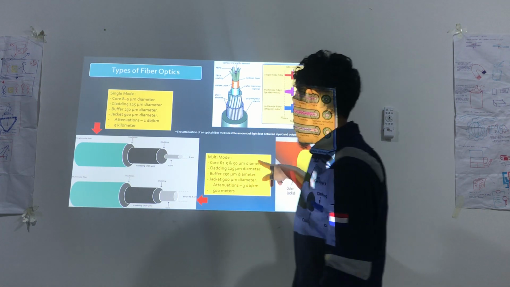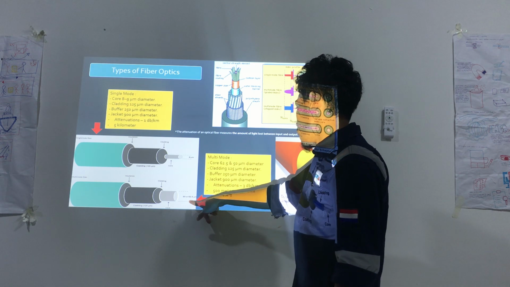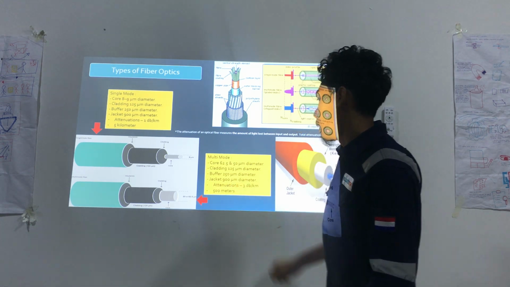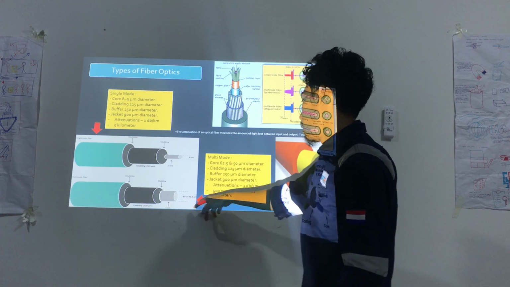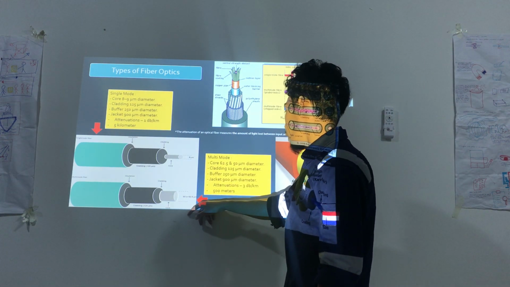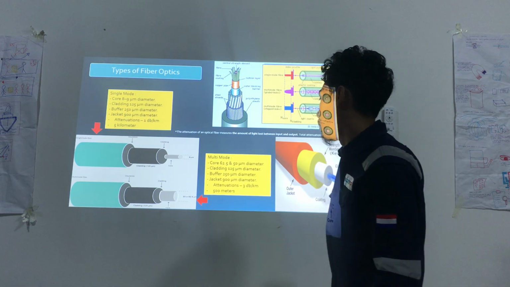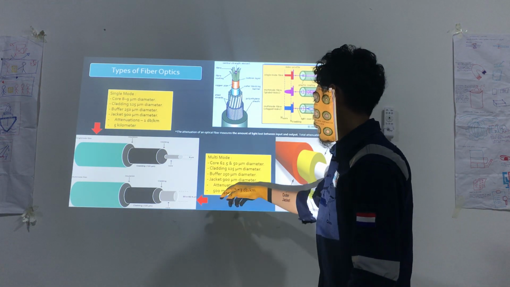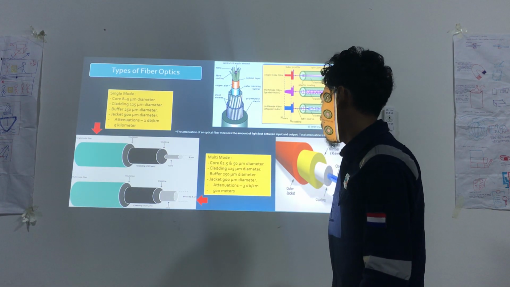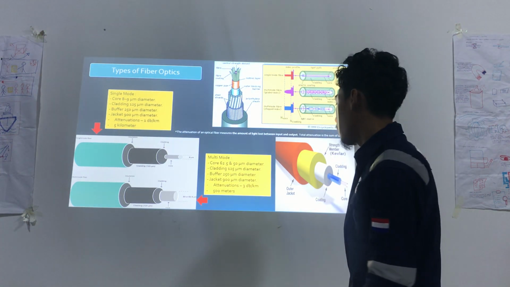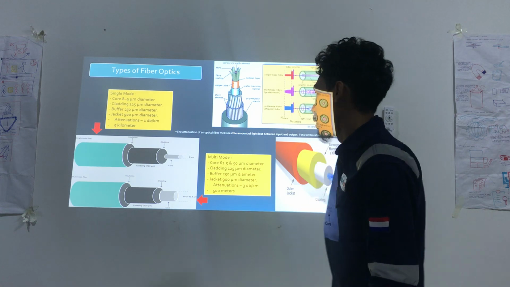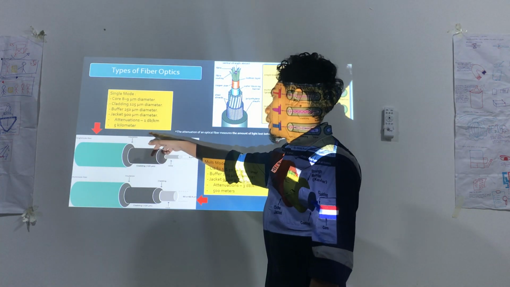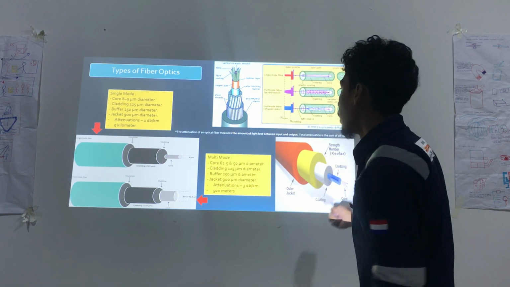So for multi mode, the core is either 50 or 62.5 micrometer diameter. The cladding is 125 micrometer diameter. The buffer is 250 micrometer diameter. The jacket is 900 micrometer diameter. The attenuation is 3 decibel per km, and it can go up to 500 meters. So single mode can go further than multi mode.